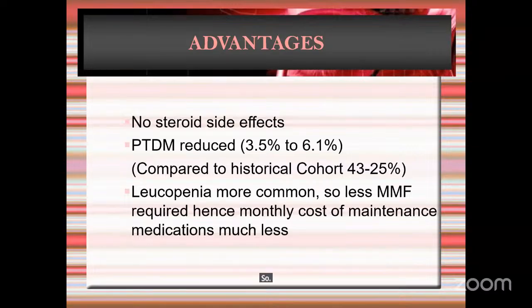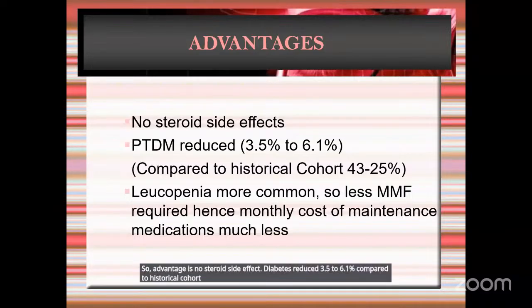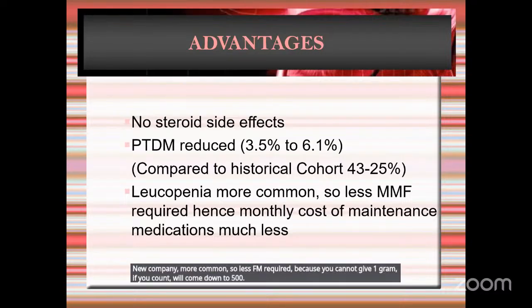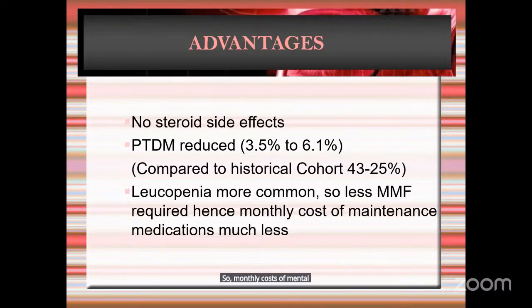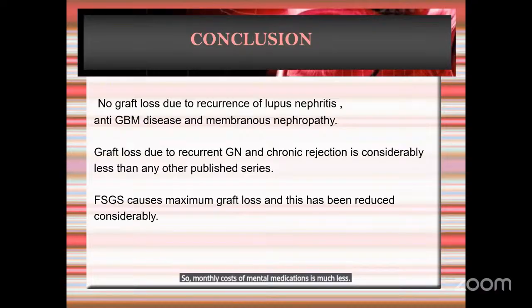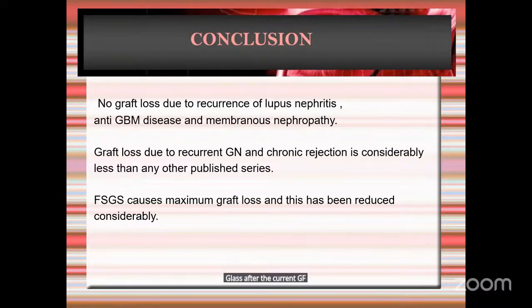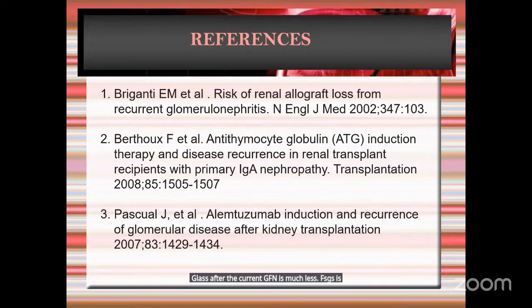So the advantage is no steroid side effects. Diabetes is reduced, 3.5 to 6.1% compared to the historical cohort by own 43 to 25%. Leukopenia is more common, so less MMF is required, because you cannot give 1 gram. If you give, the count will come down to 500. So the monthly cost of medications is much less. No graft loss due to recurrence of lupus nephritis. Anti-GBM anyway does not occur, but in membranous nephropathy, graft loss after recurrent GN is much less. FSGS is also less.